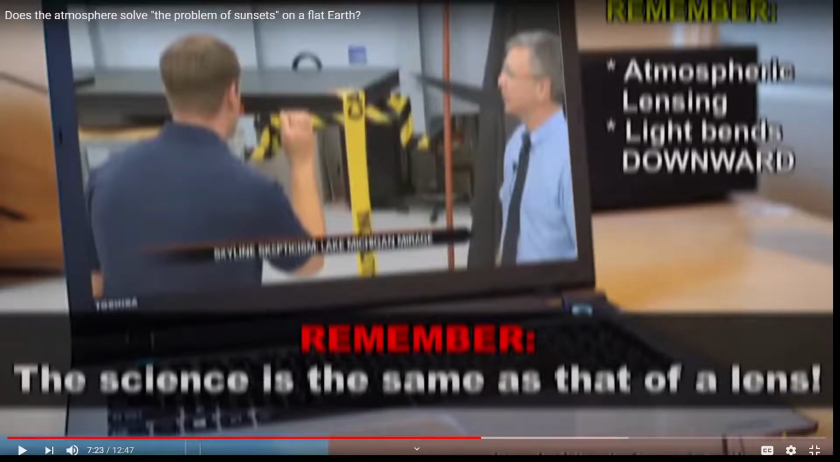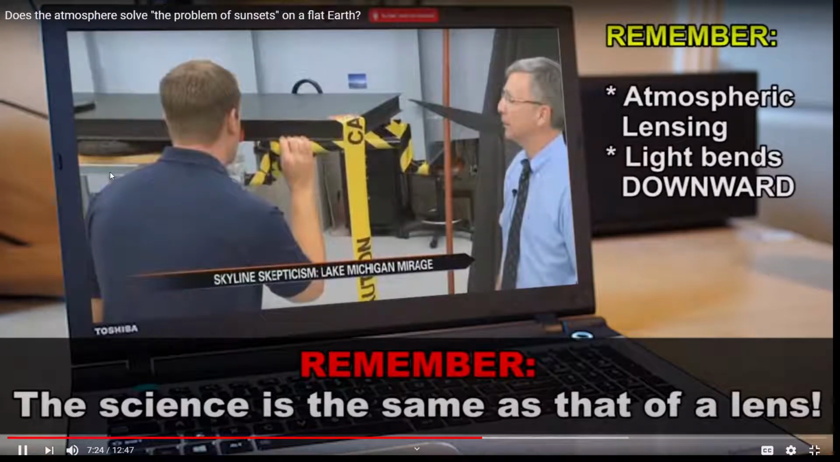Now let's watch Rob's video. Atmosphere really is acting like a lens, and they put a lens in front of the camera to show how it works. So I'm just doing what they're doing. Notice Rob's claim, "I'm just doing what they're doing." Unfortunately for him, he makes a serious error. Also note that he highlights light as being bent downwards. I'm using the same logic that they're using, the same science that they're using.